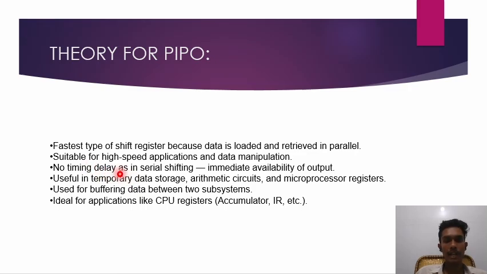And here there is no time delay in the serial shifting also. It is used for temporary data storage and automatic circuits, for buffering data between two subsystems, and in applications like CPU registers, the accumulator, and IR devices. This is about PIPO, which means parallel input and parallel output shift register. A shift register is nothing but shifting of data and storing of data, and we can shift it in two ways, left side or right side. And this is PIPO.